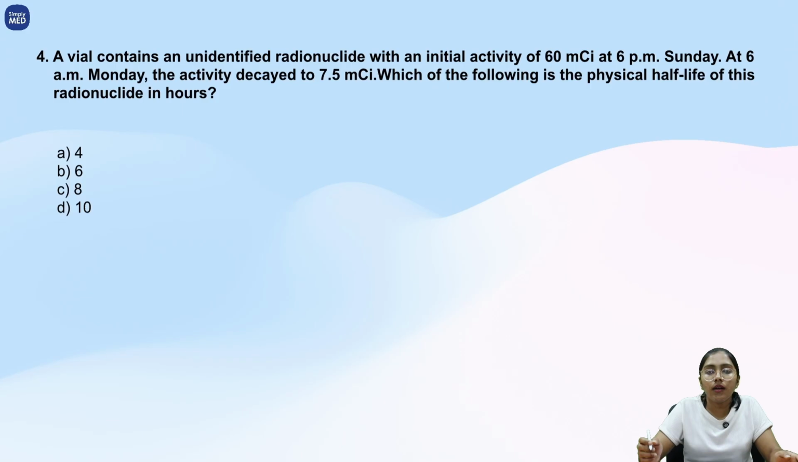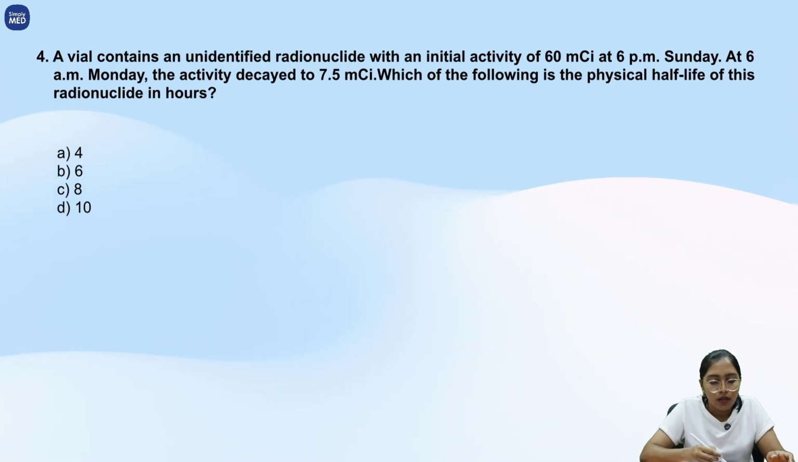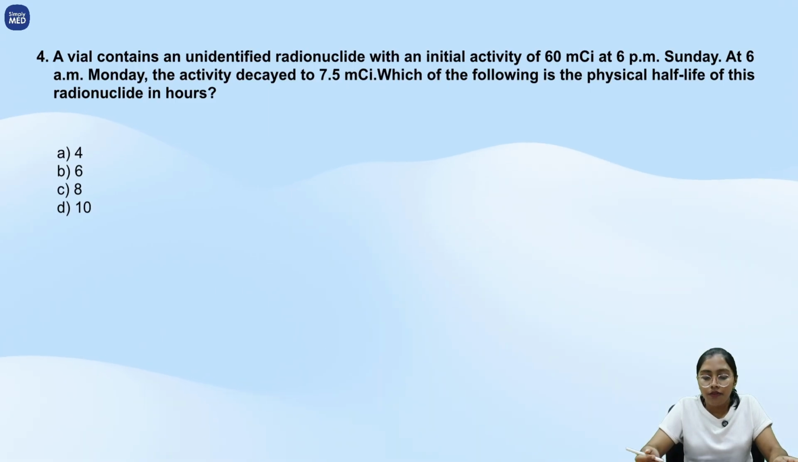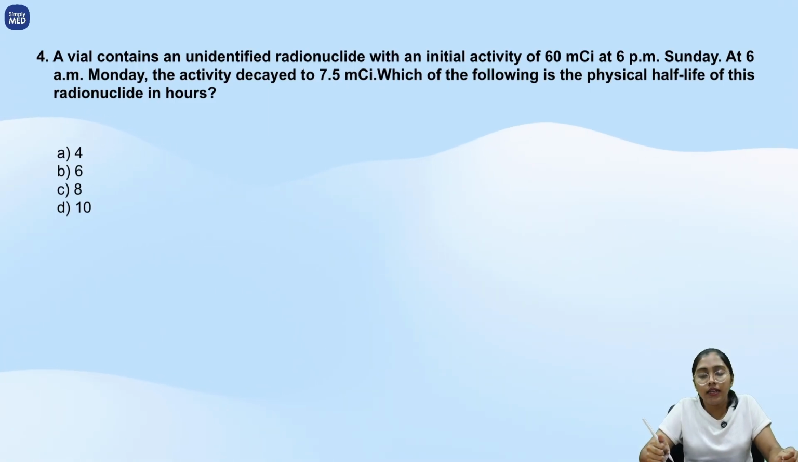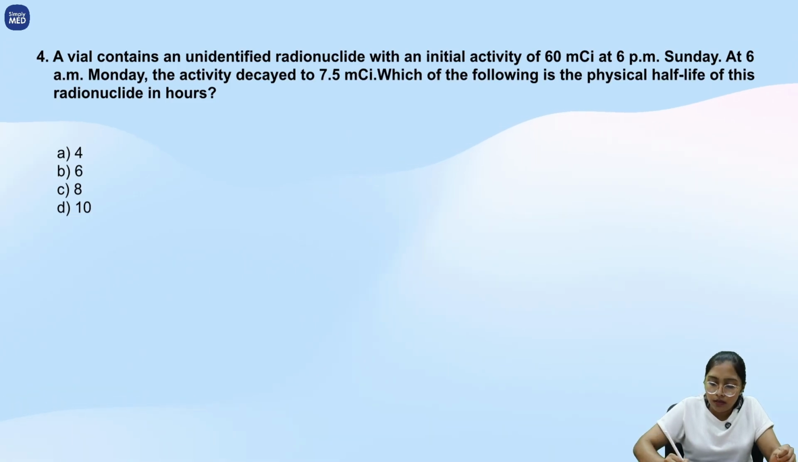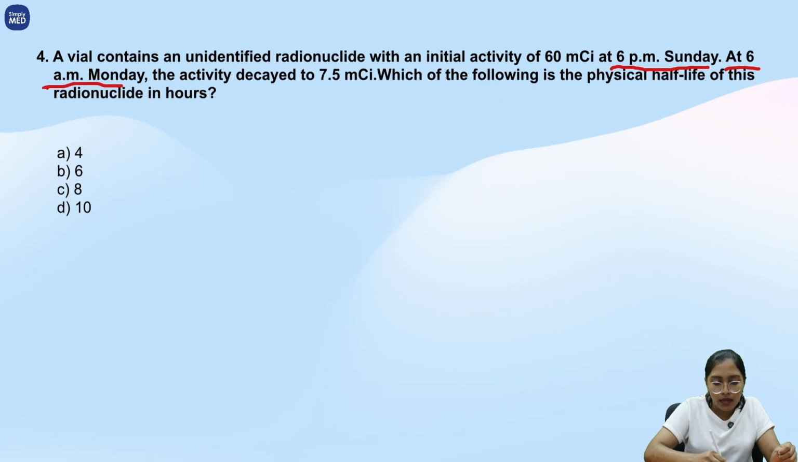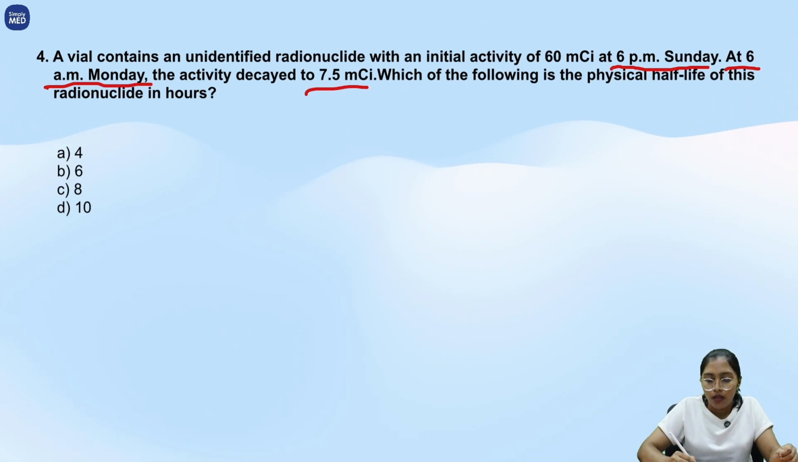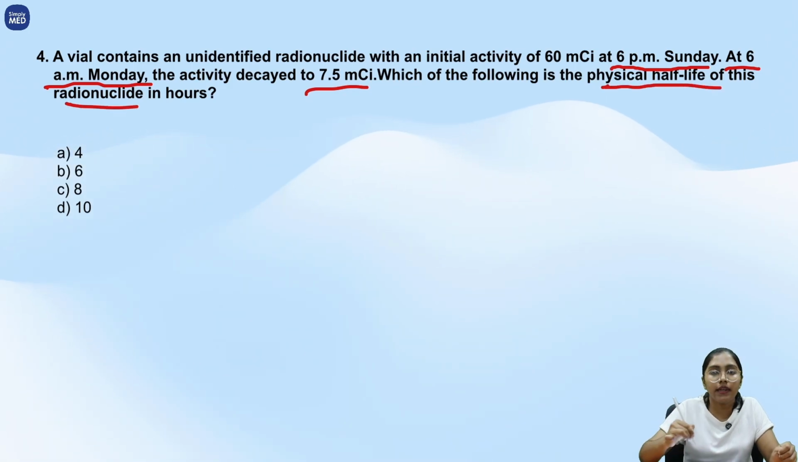Now let's practice one last question from this equation. Fourth question: a vial contains an unidentified radionuclide with an initial activity of 60 millicurie at 6 p.m. Sunday. At 6 a.m. Monday, the activity decayed to 7.5 millicurie. Which of the following is the physical half-life of the radionuclide in hours?